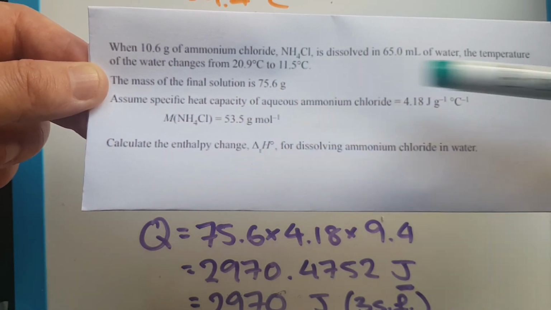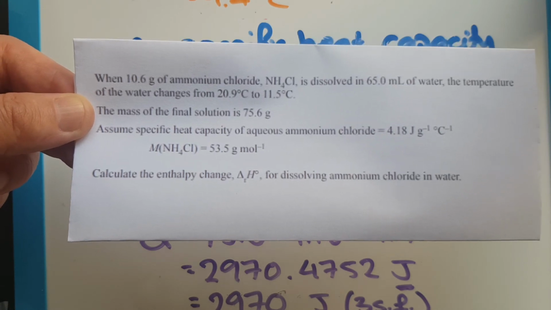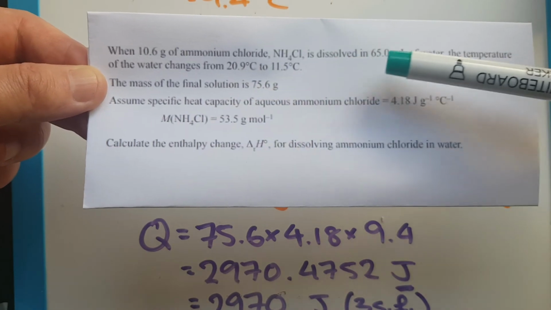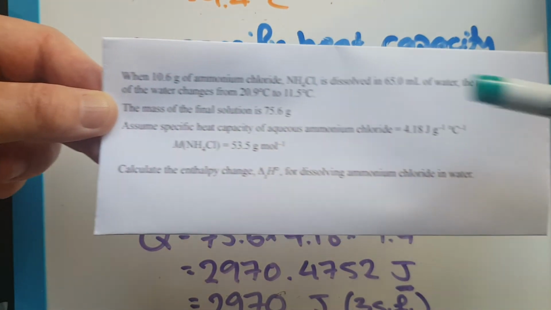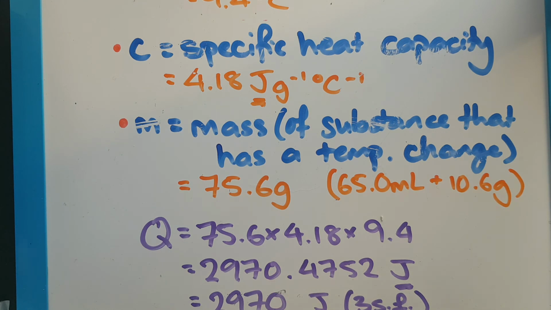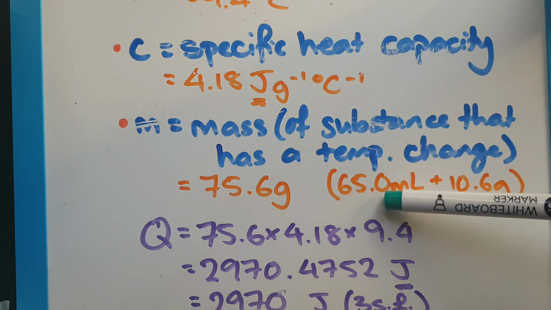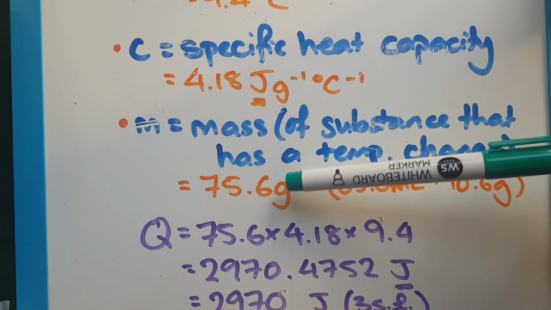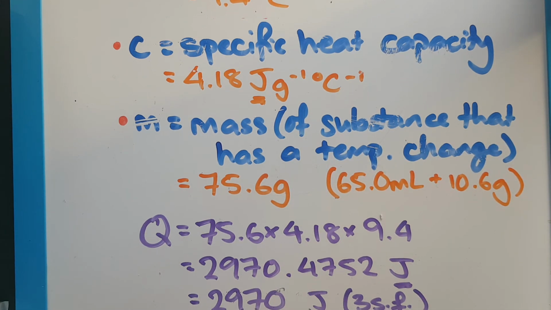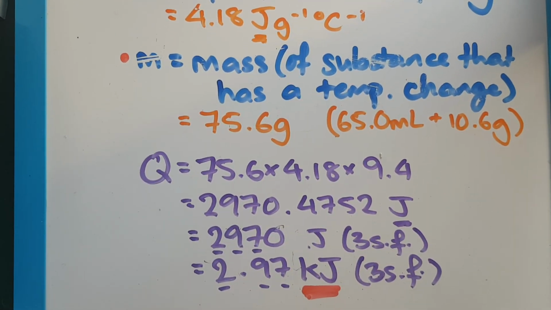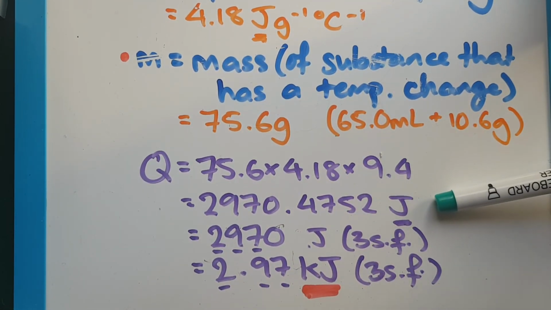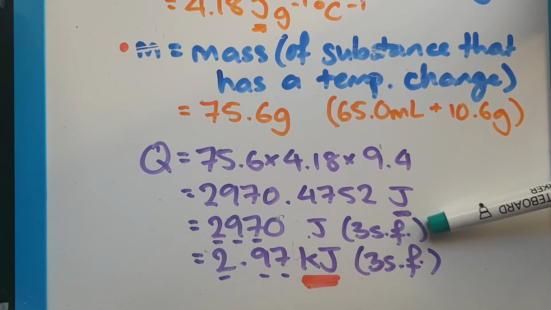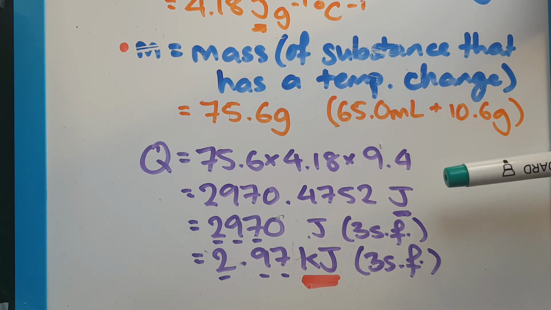They've been really nice in this question and given it to you. They don't always. So if you have something being dissolved into something, you have to add the mass of the solvent and the mass of the solute together. So I've done that. I've done my 65 mils, which becomes 65 grams, plus my 10.6, and sure enough, it's the 75.6 that they gave us. Then I just multiply those out, and I get 2970.4752 joules.